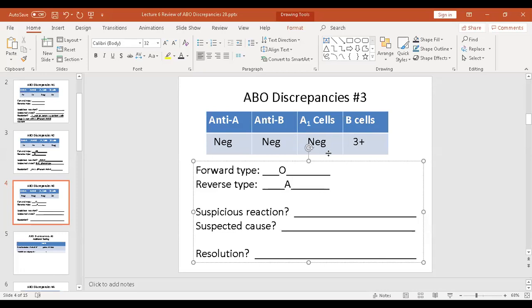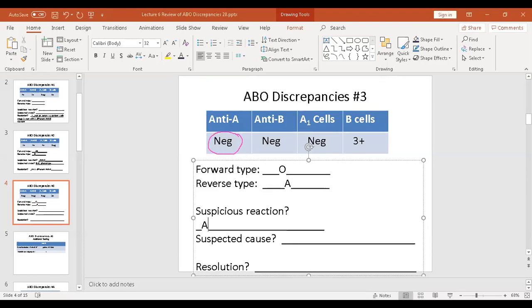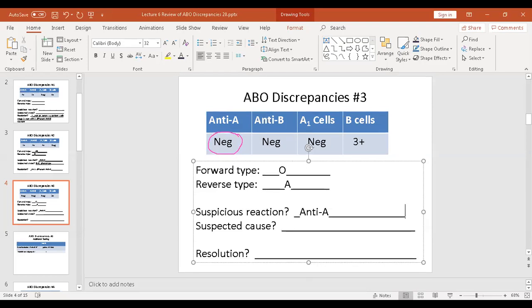And so when we see this reverse typing as type A, we want to think, well, what are we missing here in the forward reaction? What do we need to happen to make this truly a type A? And so, if you're thinking along, hopefully you are, basically this is the missing reaction, okay? So in this case, the suspicious reaction is the anti-A, okay? And we would expect to have a strong reaction with anti-A in someone who is a type A, and we're not getting it, so that's missing.